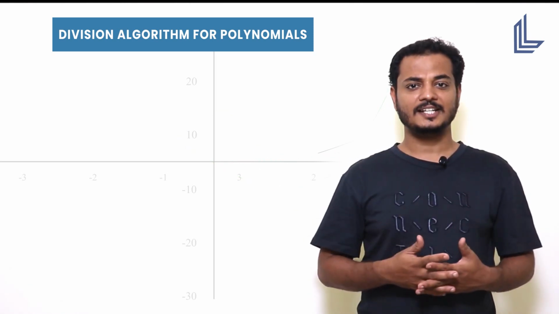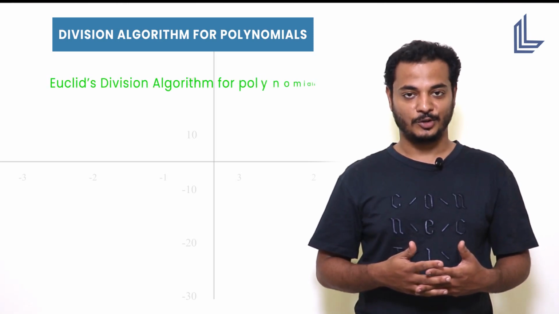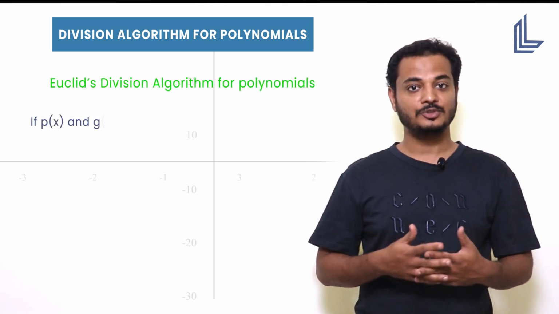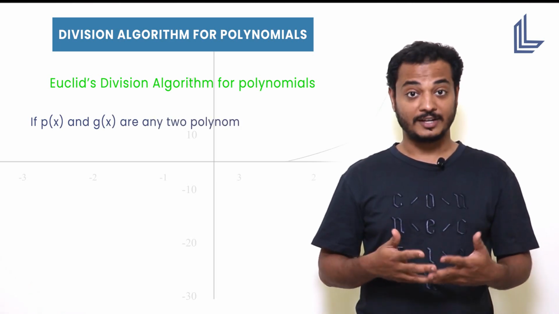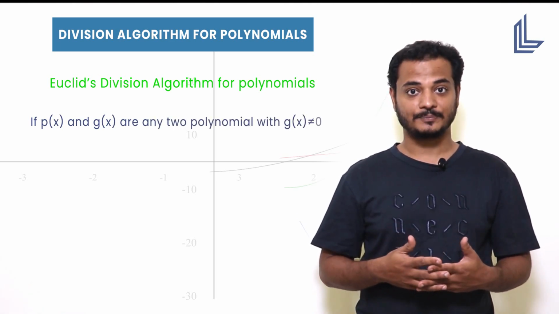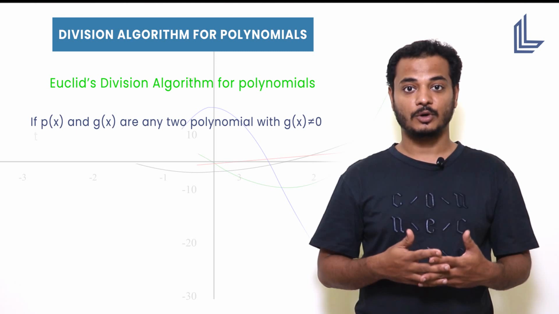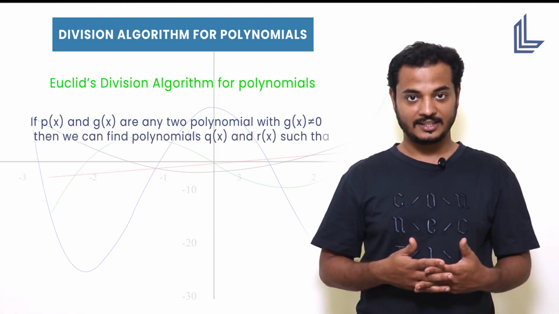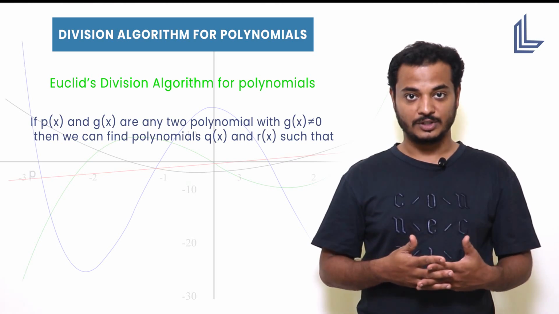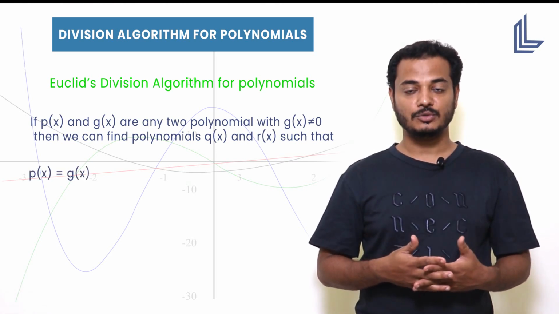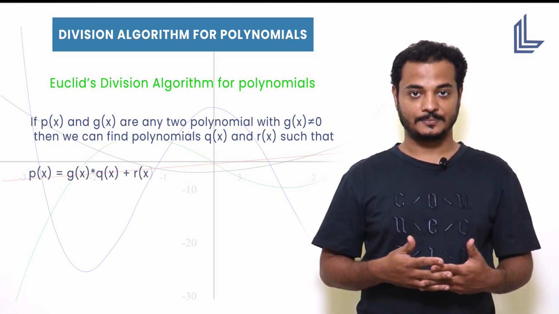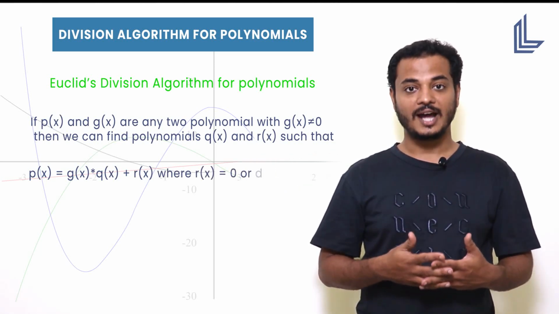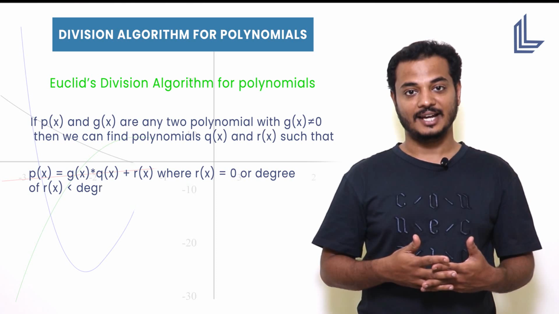Let's formally state Euclid's division algorithm for polynomials. If p of x and g of x are any two polynomials, with g of x not equal to 0 of course, then we can find polynomials q of x and r of x such that p of x is equal to q of x into g of x plus r of x, where r of x is either 0 or has a degree lesser than that of g of x.